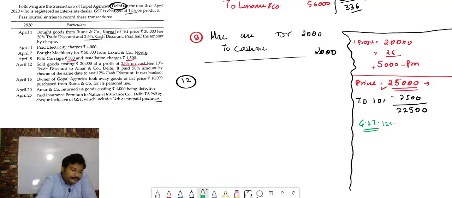How much will it come? The 22,500, 12%. It will come 2,700.